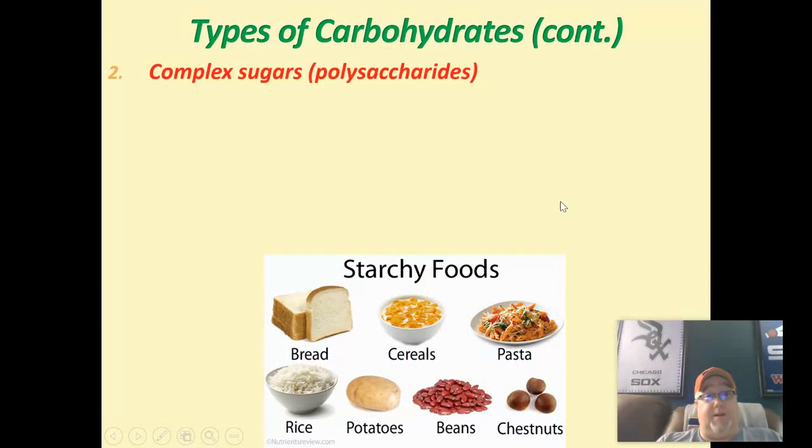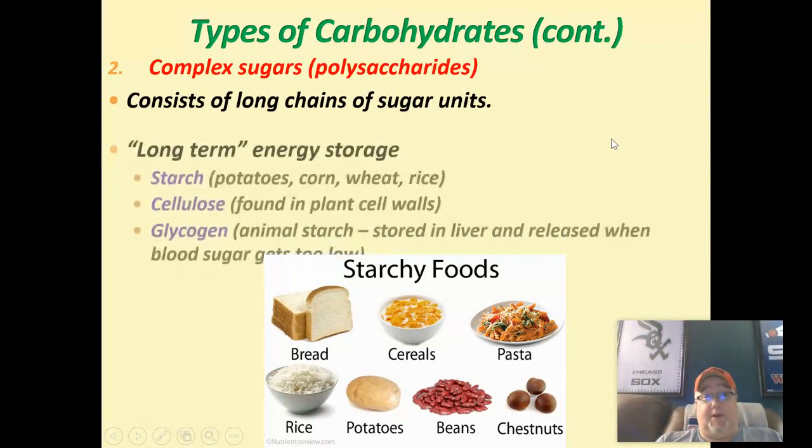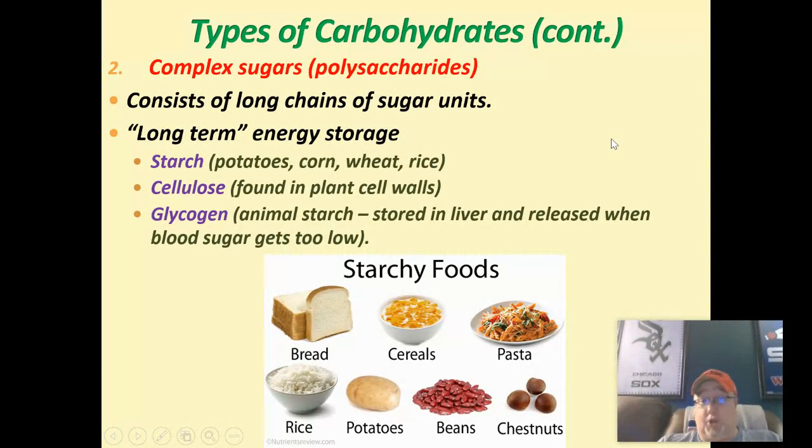We also have something called polysaccharides. Remember, poly means many. So these are complex sugars. The term saccharide means sugar, by the way. A few examples of this are starches, which are found in things like potatoes and corn. Cellulose, which is found in a lot of plants. In fact, the cell walls of plants are made up of cellulose. Anytime you eat a plant, whether it be lettuce or whatever, you're eating cellulose.